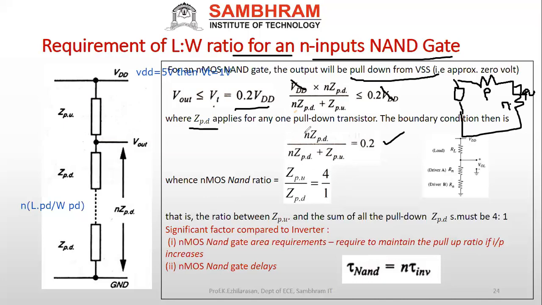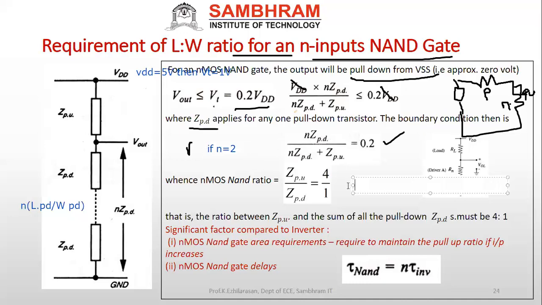So now how will we get it? A simple example here: a 2 input NAND gate. Consider a 2 input NAND gate. Let me find out what your ratio will be. So we can take N is equal to 2. If N equal to 2, what will happen now? Substitute N equal to 2.